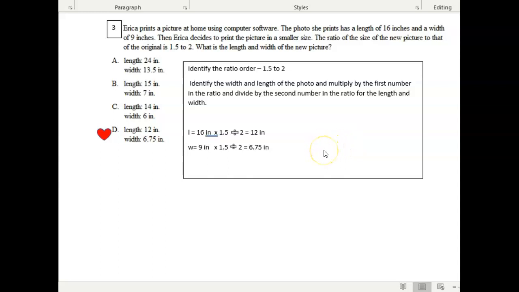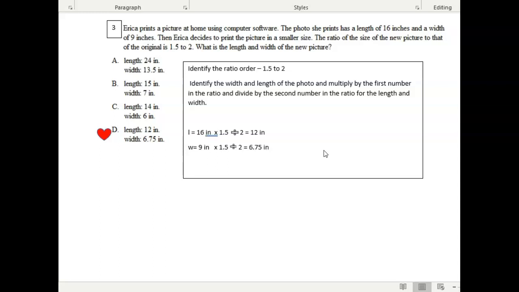Let's keep going with Objective 17, our multi-step word problems dealing with ratios. We're going to be using our proportional reasoning in solving Objective 17 and our expression and equation understanding. So let's get into it.